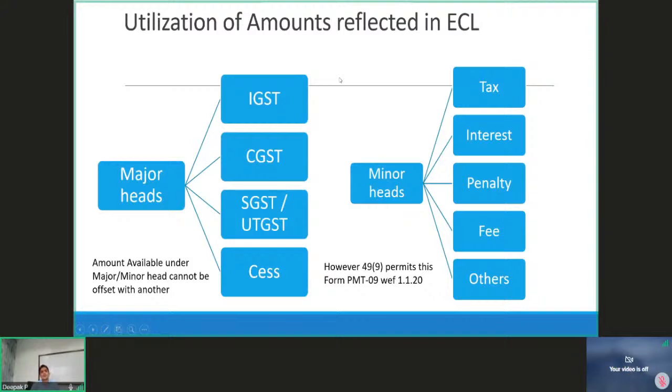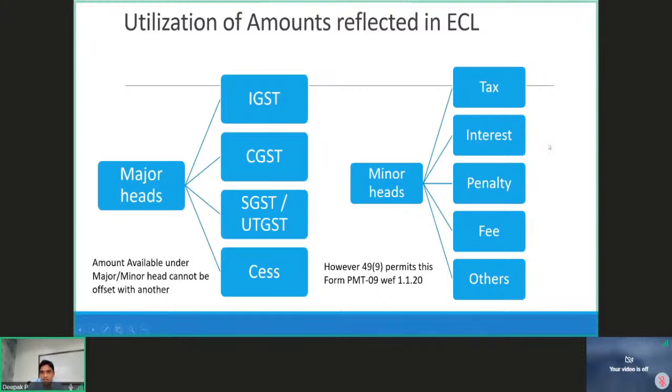Utilization of amount reflected in electronic cash ledger. Now, electronic cash ledger may have various heads, major heads and minor heads. Why are these heads relevant? You cannot make a single payment and then expect that you will utilize it towards CGST, SGST and IGST. No, you have major heads and you have minor heads. Major heads are IGST, CGST, SGST and cess. Under each of these, you will have minor heads.